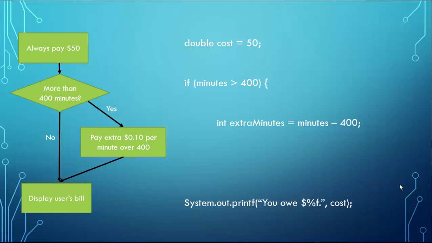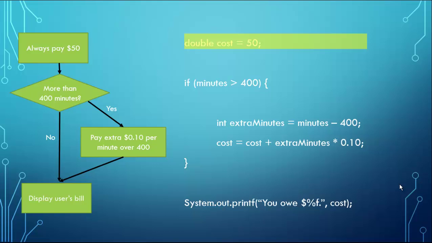So if they talked 401 minutes, this would be 1. If they talked 500 minutes, this would end up as 100. And then we'll say the cost is equal to what it used to be, 50, plus 10 cents times however many extra minutes they spent. And lastly, we have to put this close brace back in there so that we say that was the extra section of code. Now I want to continue running. Let's see what happens when we run this. Let's first try with an input of 500.